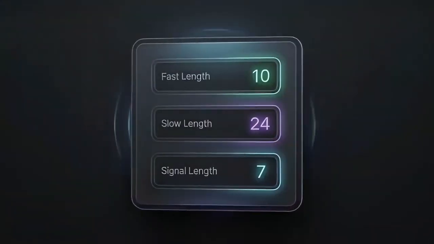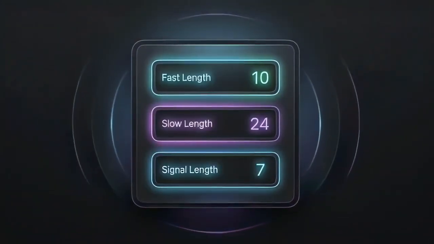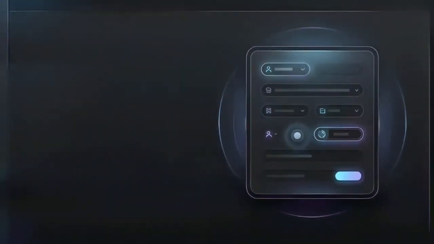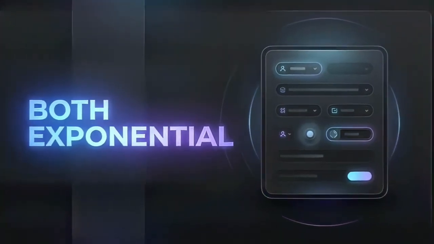So push the fast length out to 10 and the slow length to 24, move your signal length to 7, and then go back into those 2 drop-downs and set both moving average types to exponential. Both of them exponential, which reverses what you just did, and the reason matters.